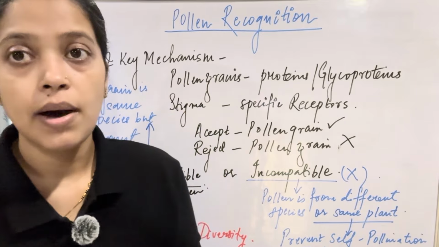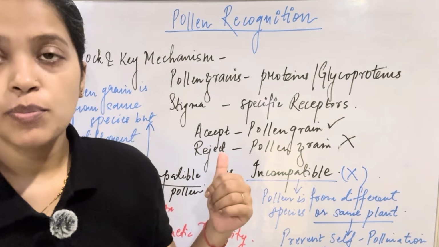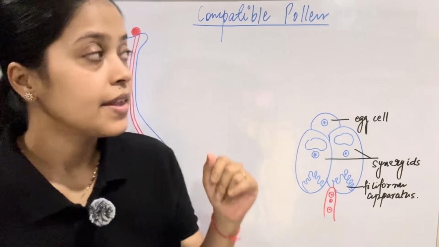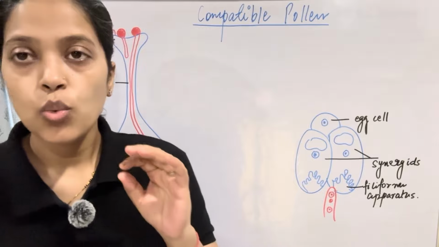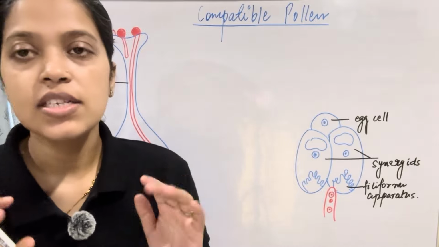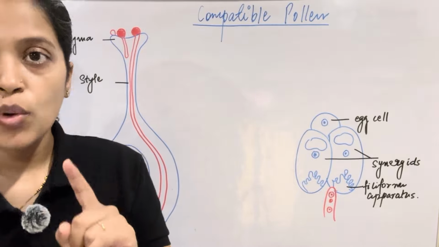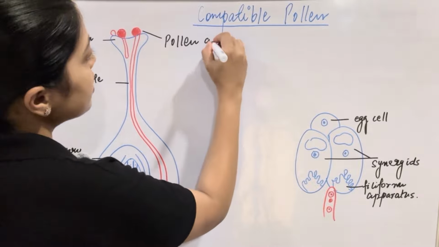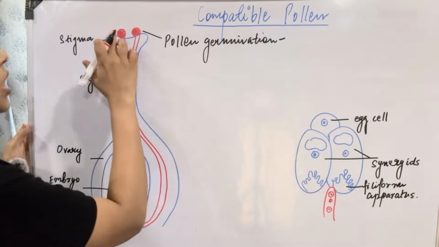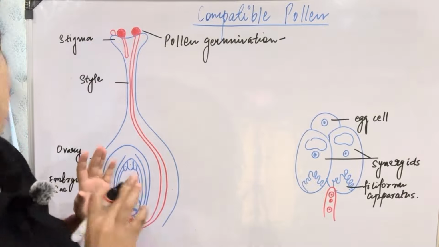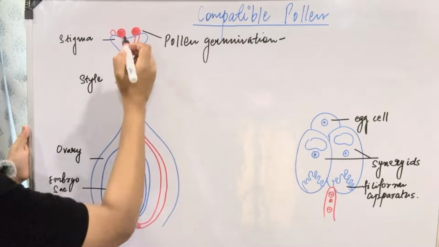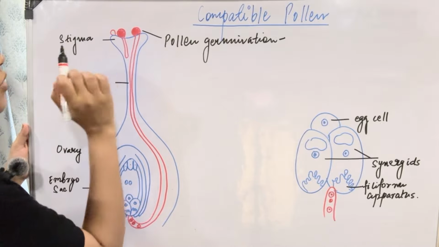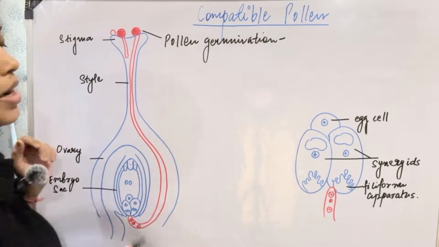Now we'll talk about what the next step is if it is a compatible pollen. When the stigma recognizes a compatible pollen, the next step is pollen germination. I have made the structure of the pistil where a compatible pollen is recognized by the stigma. There are different pollens and this one is the compatible pollen.